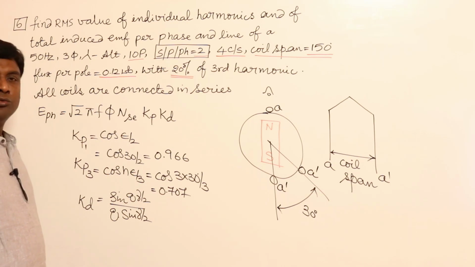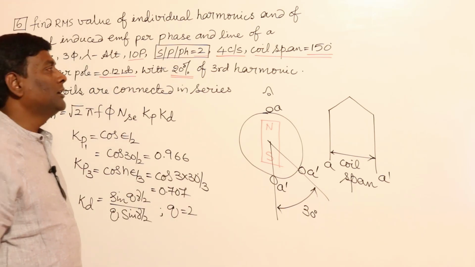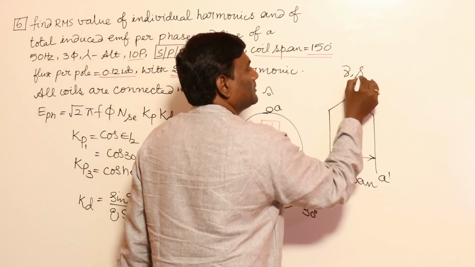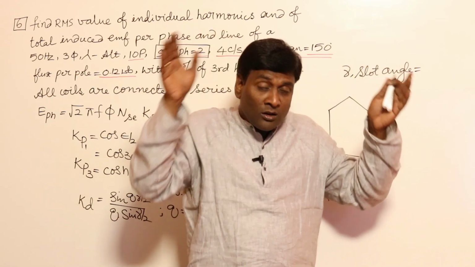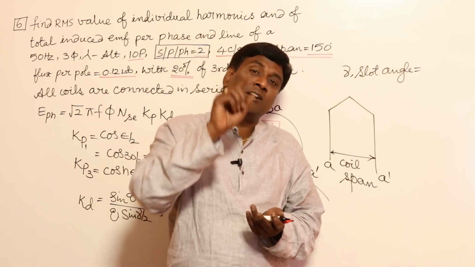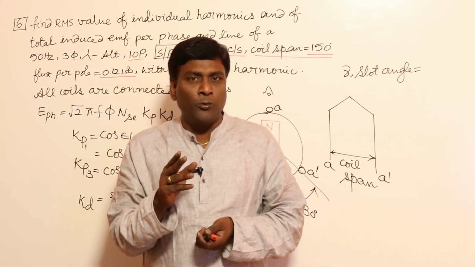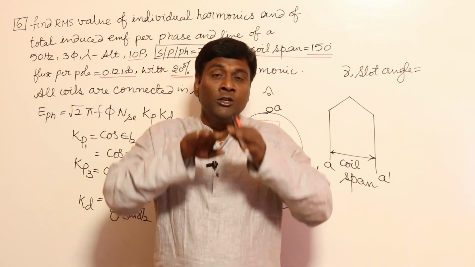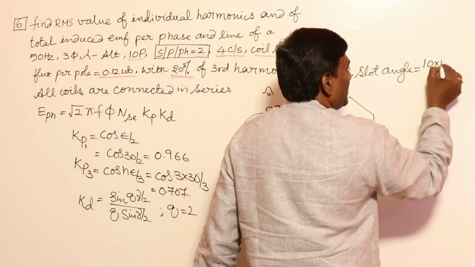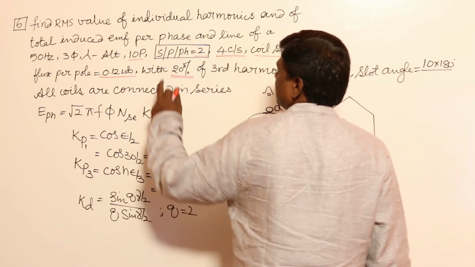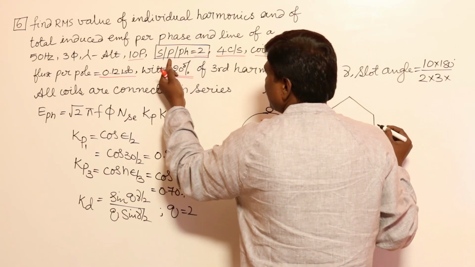Now we have to calculate q and γ. What is q? Slots per pole per phase. They have given 2. Now what about γ? Let us calculate γ. What is γ? It is nothing but the slot angle. What is the slot angle? It is the total electrical angle divided by the number of slots. How many poles are there? 10 poles, and each pole is 180 degrees, so the total electrical angle in the complete stator is going to be 10 multiplied by 180, divided by how many slots are there? Slots per pole per phase is 2, so 2 multiplied by the number of phases 3, multiplied by the number of poles 10.